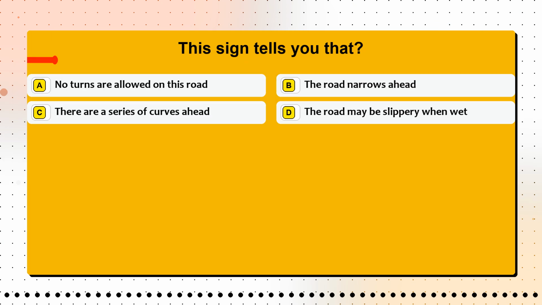Question 32. This sign tells you that. Here are the options. Option A. No turns are allowed on this road. Option B. The road narrows ahead. Option C. There are a series of curves ahead. Option D. The road may be slippery when wet.